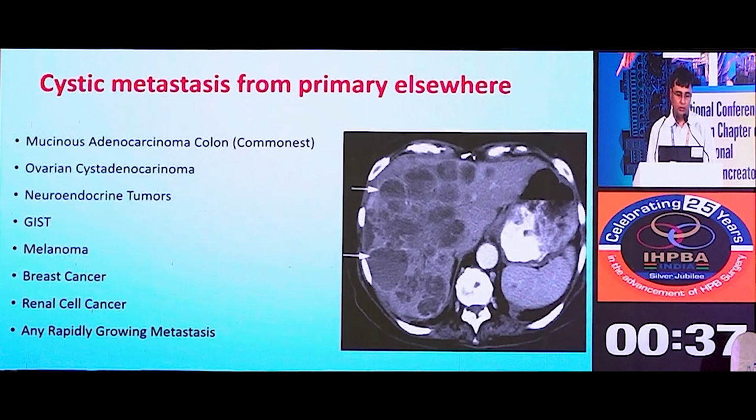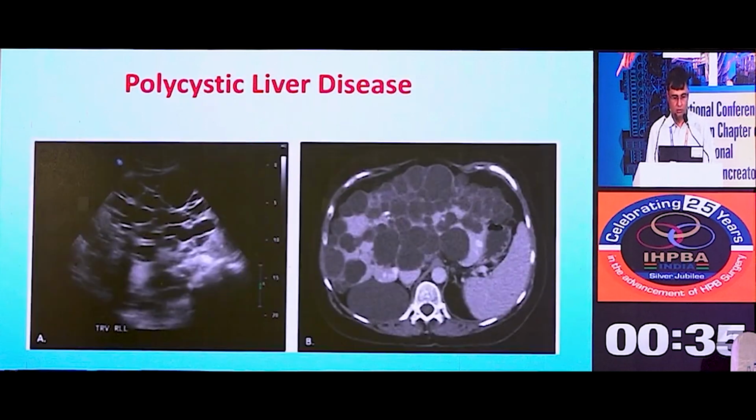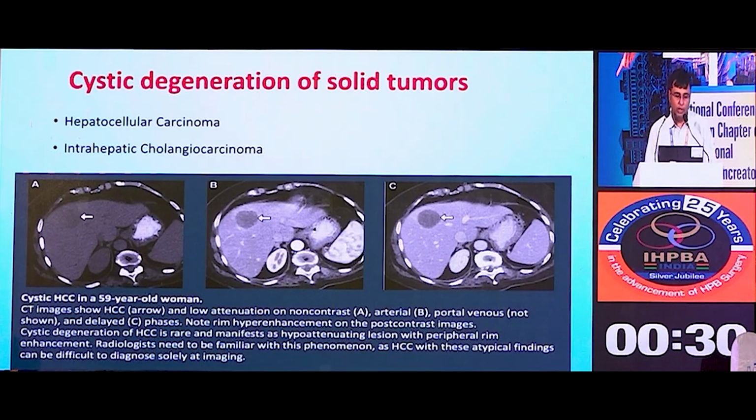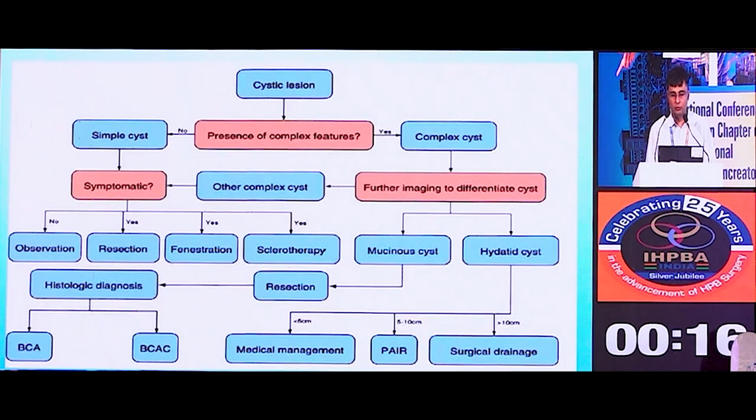Same way, in the cystic degeneration of HCC also, the periphery retains its early arterial enhancement and delayed portal venous washout features. Although it's easier said than done, they can be highly confusing.